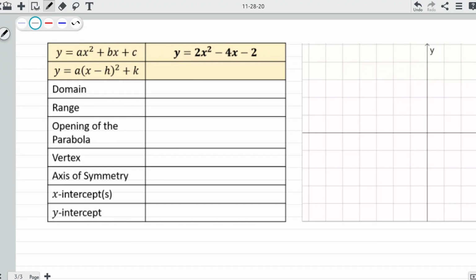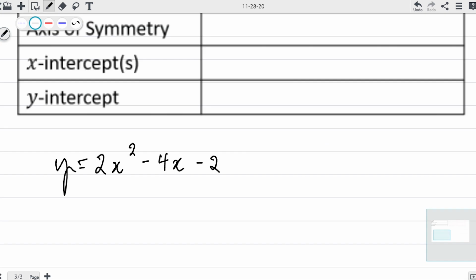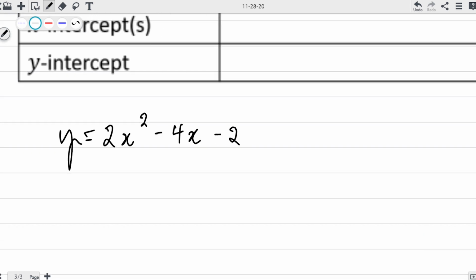For the third and final example, let's write this equation into vertex form using two methods. The first method, of course, is the one we've been doing, completing the squares. And the second method will be using a formula. So let's solve this first using completing the squares. We have y equals 2x squared minus 4x minus 2.